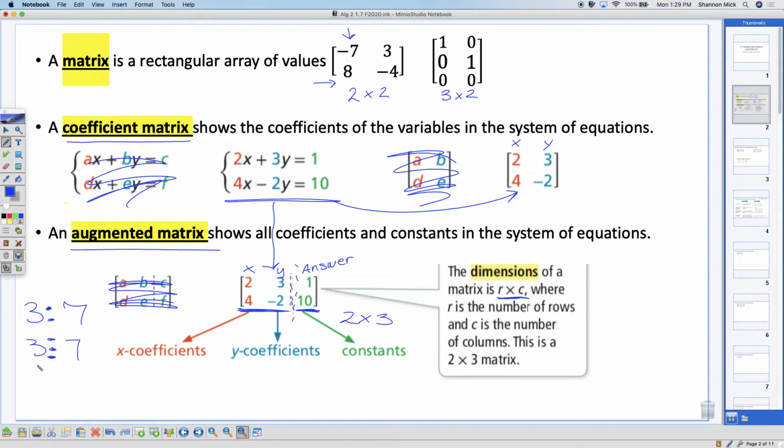Do we need that part about the dimensions? As long as you know that it's row by column, because we will multiply them later on in the book, and that's important to know how to identify its size.